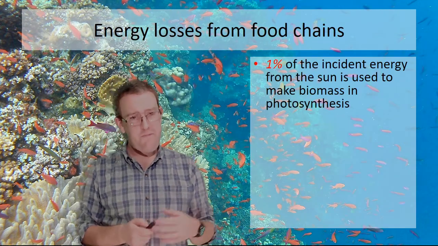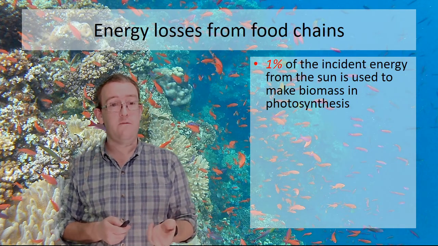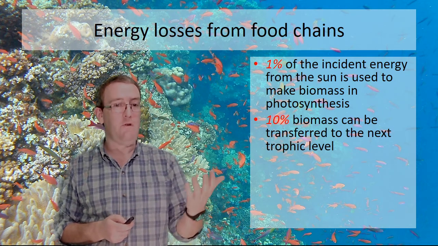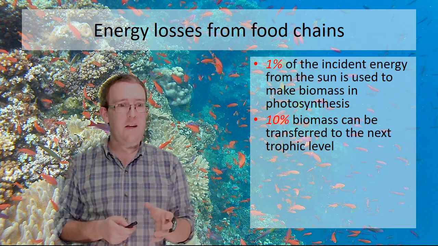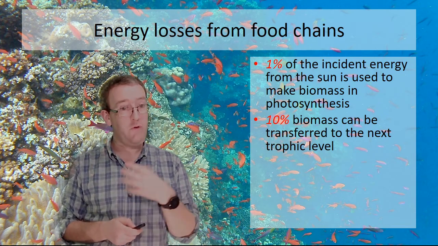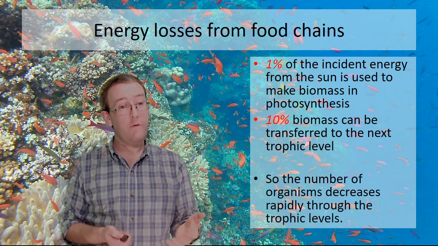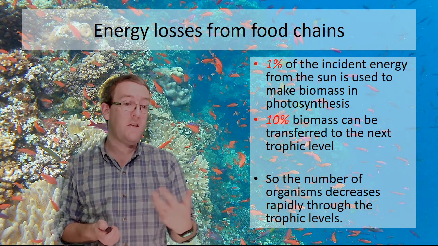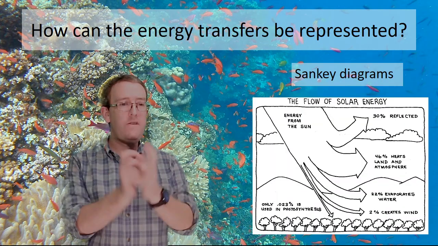So in terms of percentages, as a rough idea, only about 1% of the incident energy from the sun is used to make biomass. 10% maximum can be transferred at each trophic level thereon. In reality, in herbivores maybe it's about 1 to 2%, and in carnivores maybe up to 10%, but even then that's a very good transfer. So of course the number of organisms decreases very rapidly through the trophic levels, which means 3 to 5 levels is pretty normal.